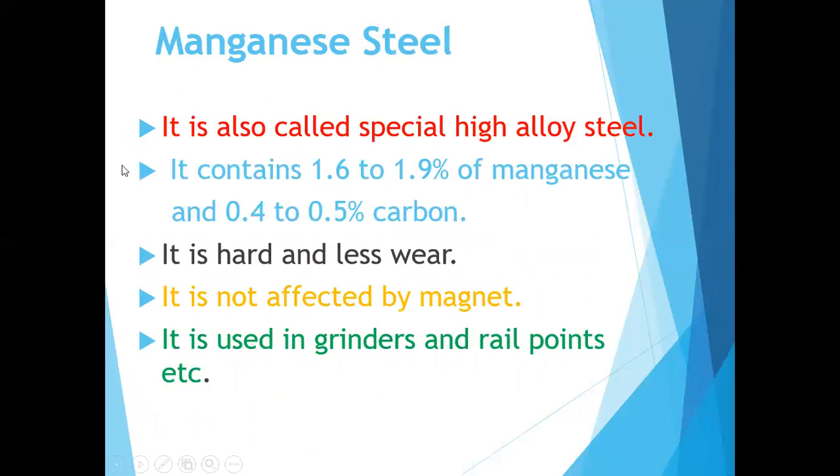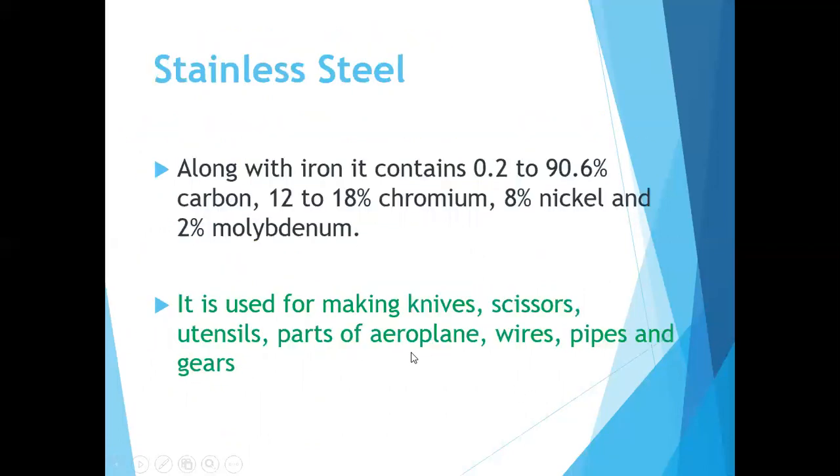Next one is manganese steel. It is also a special high alloy steel. It contains 1.6 to 1.9% of manganese and 0.4 to 0.5% of carbon. It is hard and has less wear. It is not affected by a magnet. It is used for grinders and rail points. Since it has less wear, we are using it in the grinder.